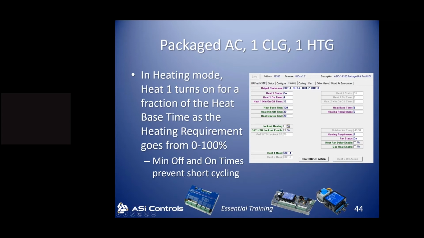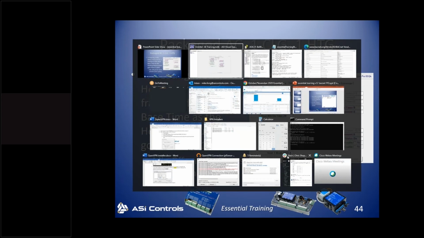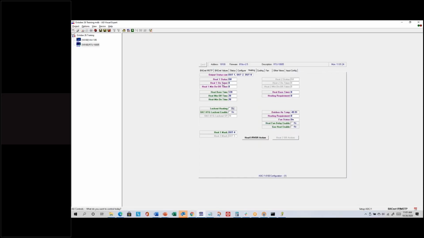We also have the same lockout options, a general lockout, unconditional lockout, or lockout based on outside air. In this case, if the outside air temperature is higher than the heating lockout set point, then the heating is disabled. And the heating is controlled by output number 4. So if we wanted to watch those transition from off to on, we can go to the heating tab, and then we would need to get our temperatures or set points in a position where the controller wants to heat.